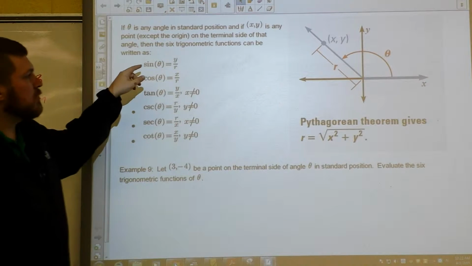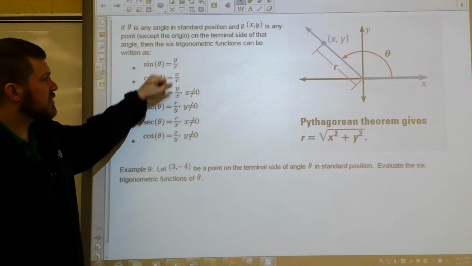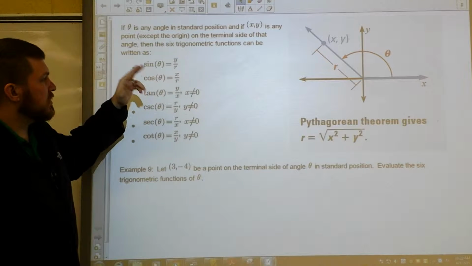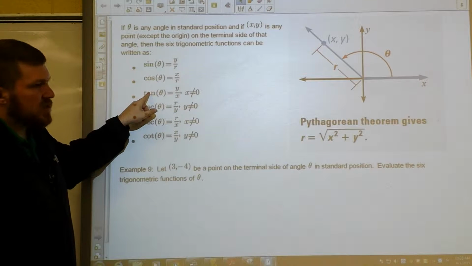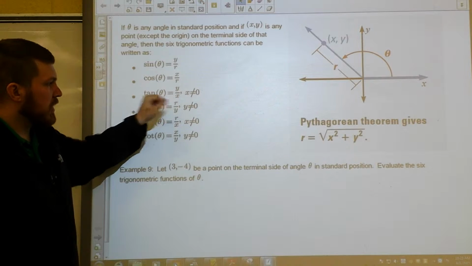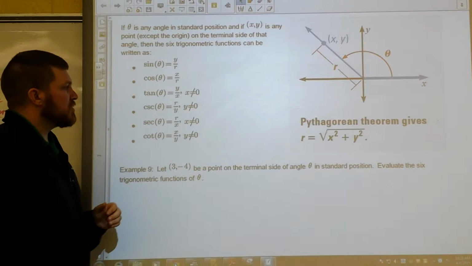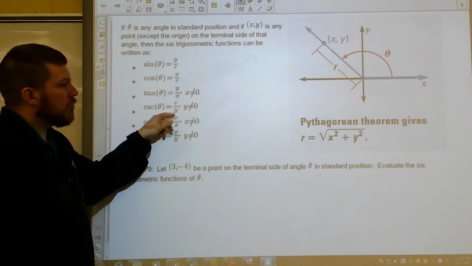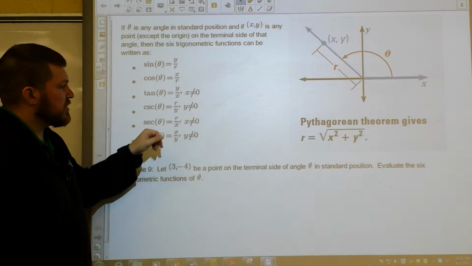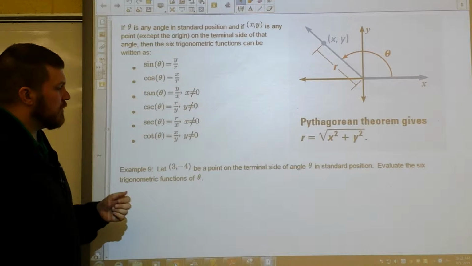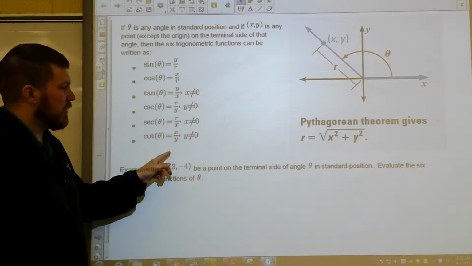For instance, sine is going to be the y-coordinate divided by the r, our radius. Cosine is going to be defined as our x-coordinate divided by our radius. Tangent is going to be our y-coordinate divided by our x-coordinate. However, x cannot be 0 for this one to work. Cosecant is going to be the radius divided by the y-coordinate. Again, y cannot be 0. Secant is the radius divided by the x-coordinate. X cannot be 0. And then the cotangent is simply the x-coordinate divided by the y-coordinate.